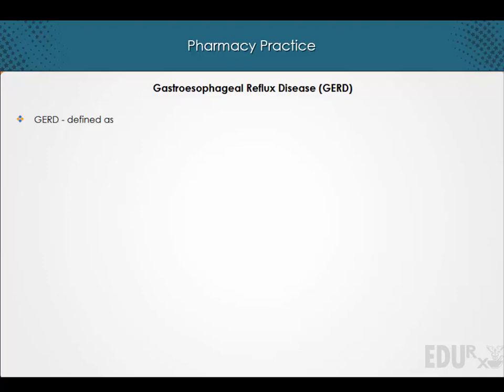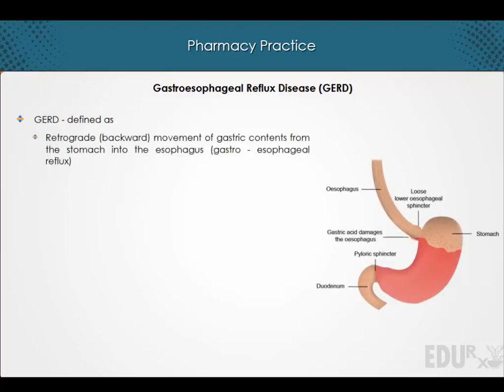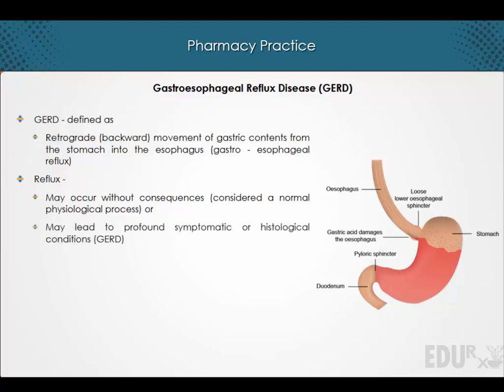Gastroesophageal reflux disease is defined as the retrograde movement of gastric contents from the stomach into the esophagus. It is important to note here that reflux may occur without consequences and thus be considered a normal physiological process, or it may lead to profound symptomatic or histological conditions.